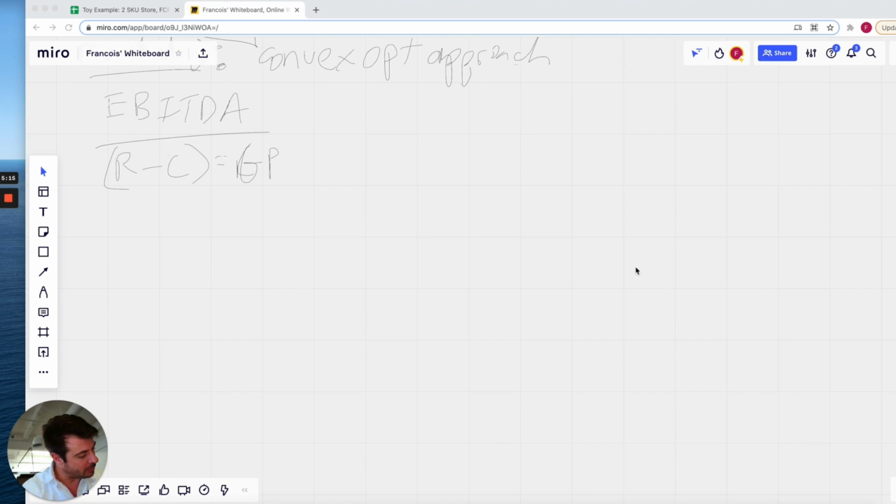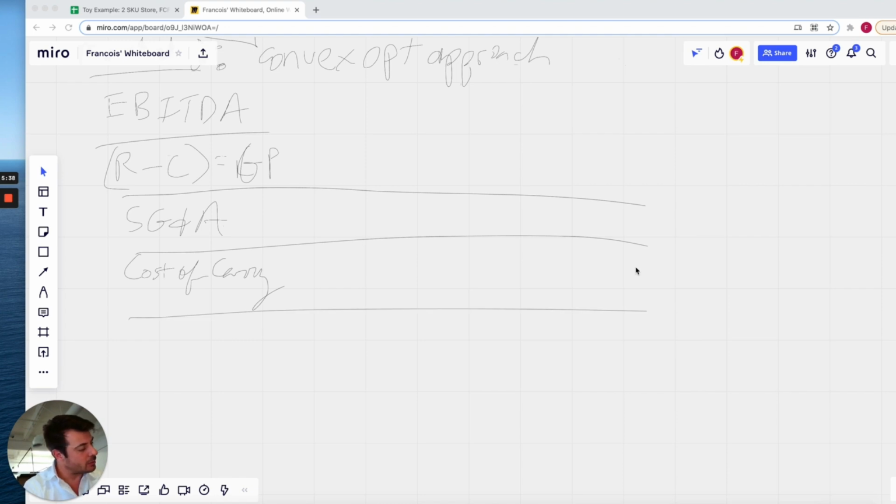Then we have labor. We'll call it SG&A. And we have the carrying cost of our inventory, let's say, the cost of carry of our inventory. So what is gross profit equal to?